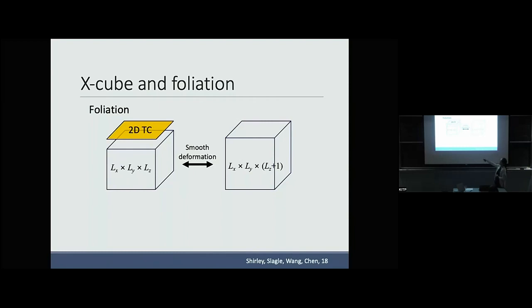In particular, in this case of X cube model, if we want to grow the system by one layer in the z direction, from Lx times Ly times Lz to Lx times Ly times Lz plus 1, we need to add a layer of this two-dimensional toric code. So two-dimensional topological order, two-dimensional Z2 gauge theory. So what we showed in this paper is that you can stack this two-dimensional layer onto this three-dimensional bulk model, and then we can do something called smooth deformation, so that the model actually becomes slightly bigger. Okay, and this is saying that well, we can use this method to grow the system bigger.